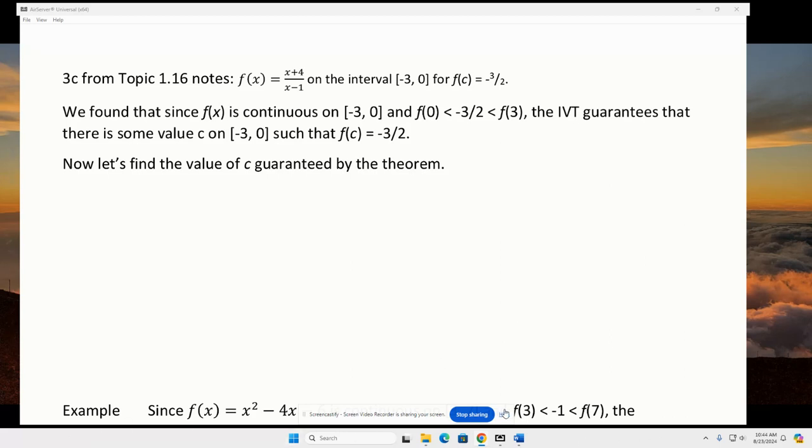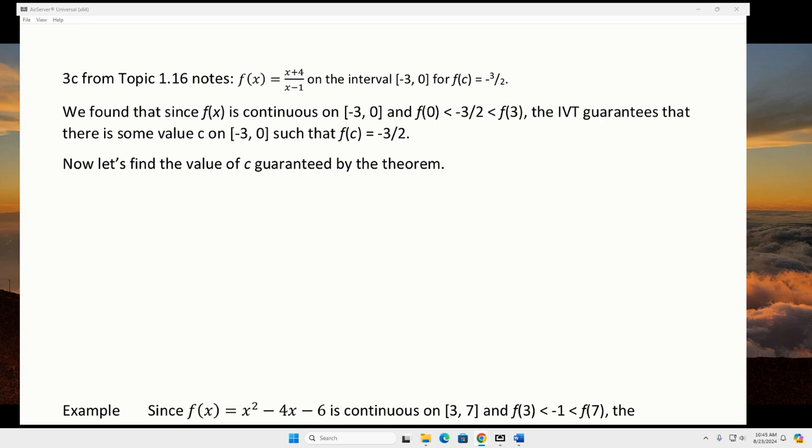Alright, so we don't have to get out the stuff from yesterday, but in our notes from yesterday, we found that since f is continuous on the interval from -3 to 0, and f of 0 is less than -3/2 is less than f of 3, the IVT guarantees there's some value on that interval such that f of c equals -3/2. Now, today, we're going to find that value of c.